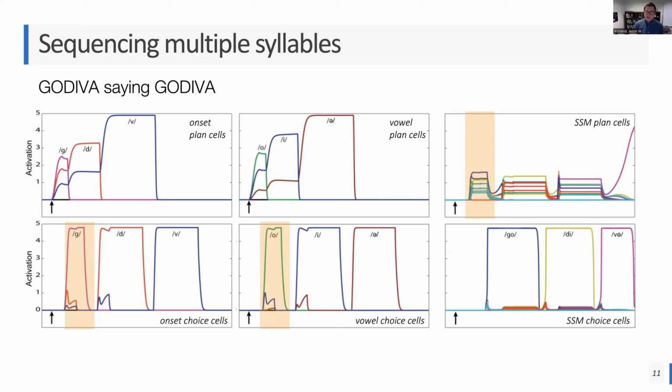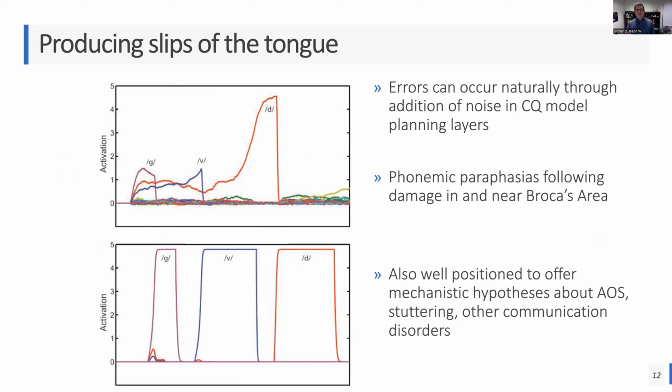It's set up well to help us understand the sequential flow of selection through a speech plan. It's also really well set up to help us explain speech errors. So errors can be modeled in this kind of a system by just adding noise to the planning representations. So if we simply add noise to these plans for the onset consonants in ga, da, and va, in some of our simulations, the va will accidentally surpass the da in its activation, which will mean it gets chosen earlier.